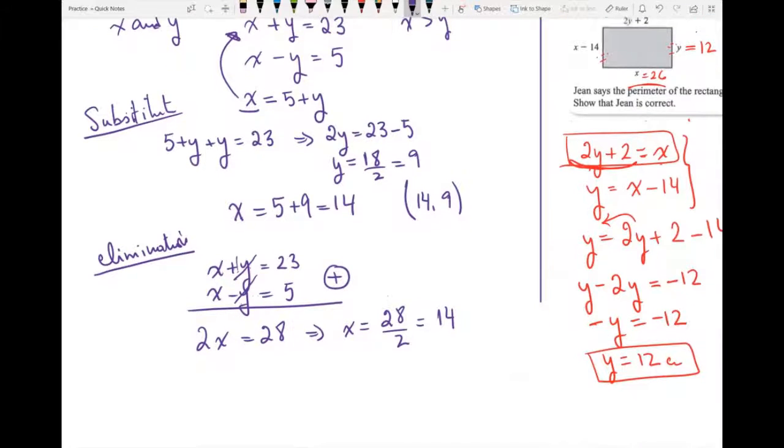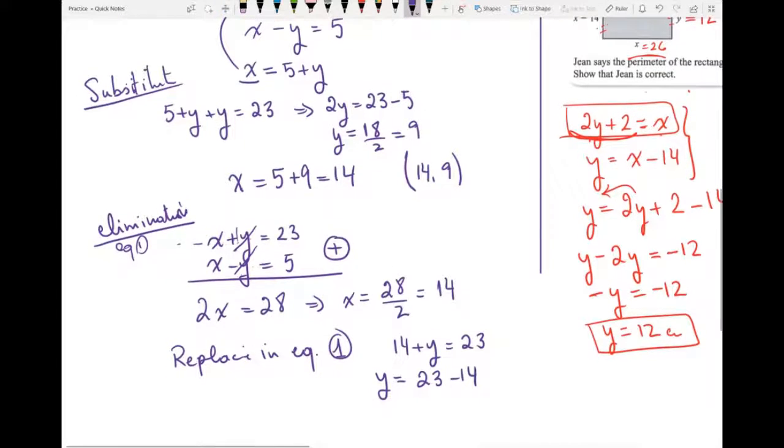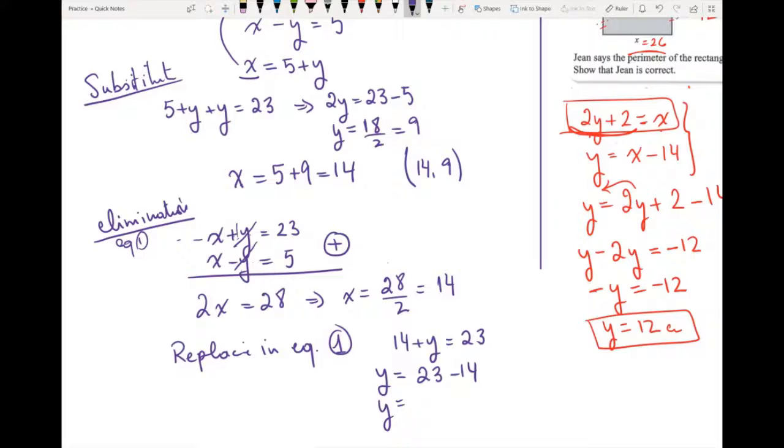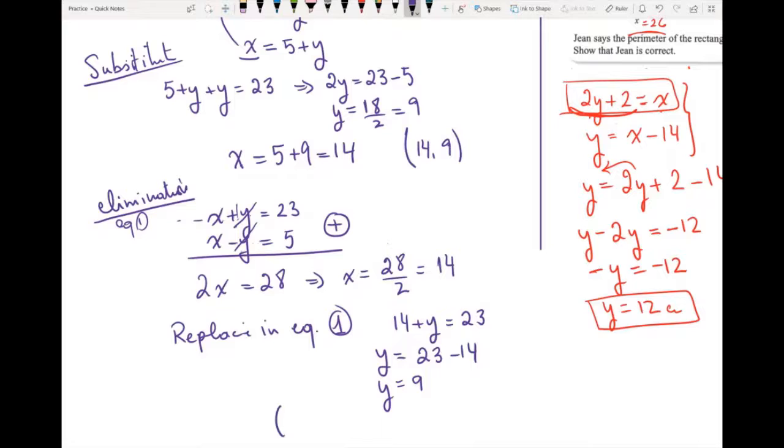Now I take the 14 and replace it in either one of these equations. So if I replace it in equation 1, 14 plus y equals 23. So y is equal to 23 minus 14. So y is equal to 9. As you notice, we have the same solution in either method.